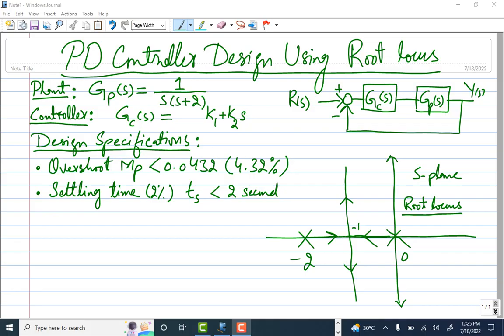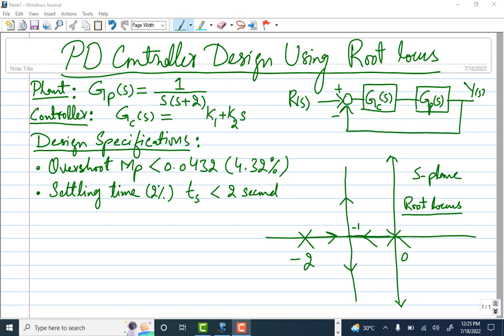Hello, today we start designing a PD controller using root locus. Now we have an example here. We have a unity feedback system with a plant and a controller. The plant dynamics is second order, 1 divided by s into s plus 2, and the controller is k1 plus k2s. So this is a PD controller.